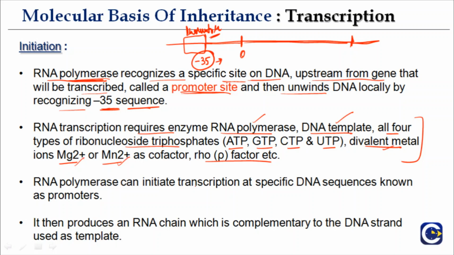RNA polymerase can initiate transcription at specific DNA sequences called promoters, and we saw there is this promoter site that has the -35 sequence. So RNA polymerase can initiate the transcription by recognizing this -35 sequence. It then produces an RNA chain which is complementary to the DNA strand used as the template. This also we know already.